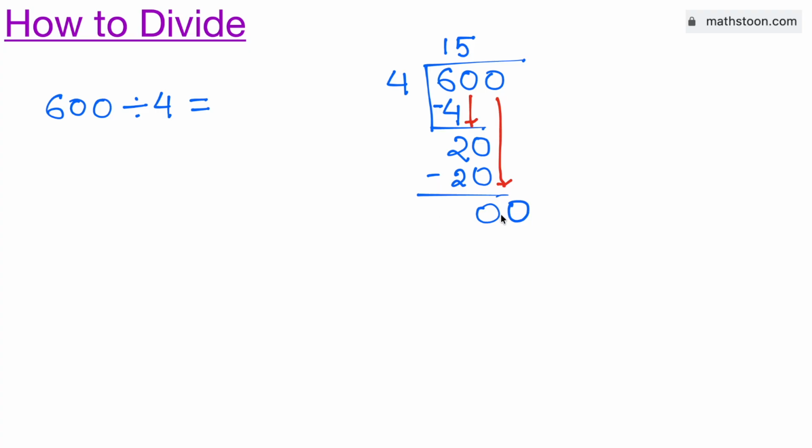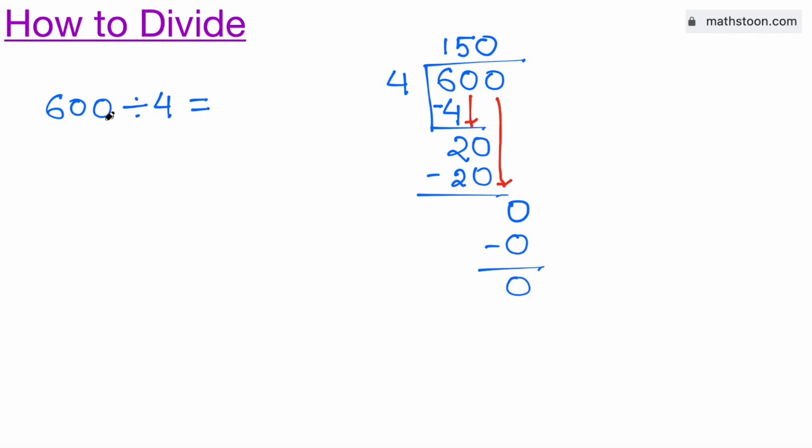Now see that this is the number 0, so we can remove 1 0. And we know that 4 times 0 is 0. Subtract, we get a 0. As we have no number to bring down here and got the number 0, so we will stop.